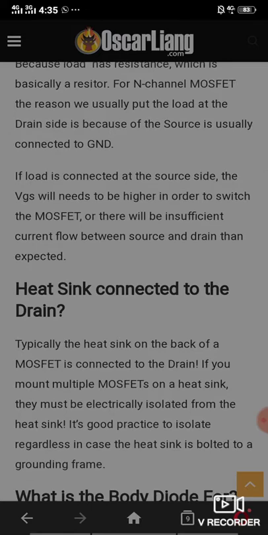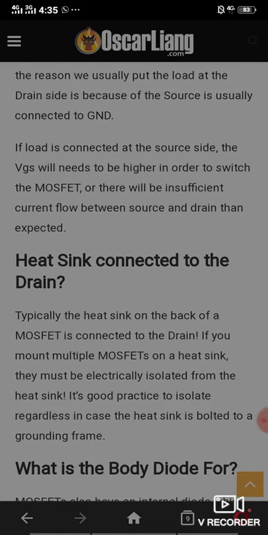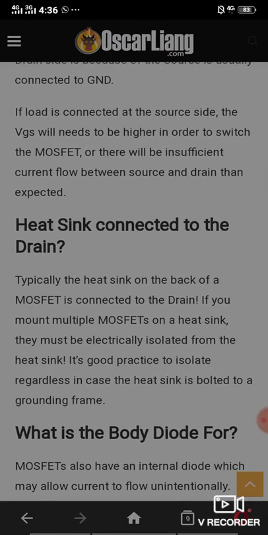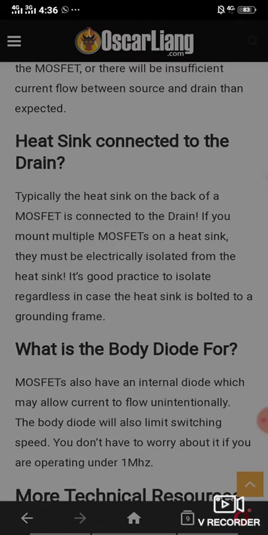Typically, the heatsink on the back of a metal oxide MOSFET is connected to the drain. If you mount multiple MOSFETs on a heatsink, they must be electrically isolated from the heatsink. It's good practice to isolate regardless, in case the heatsink is bolted to a grounding frame.